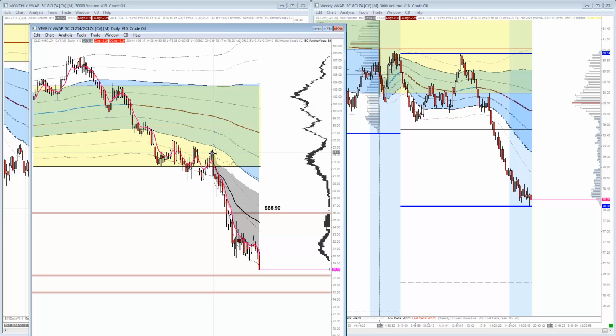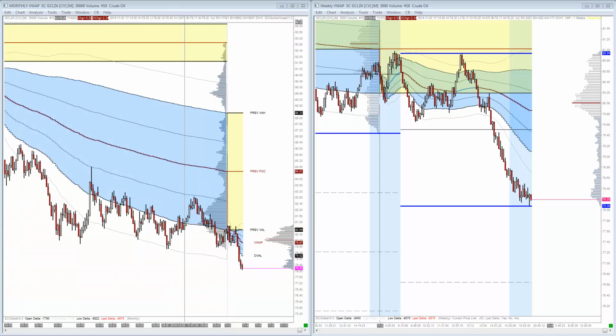From this running VWAP, you can see that since we see this large scale sell off, there's been a seller present in the market selling the developing value area low, and every time we've tried to come back into value, we've seen aggressive selling coming into the market. And on Friday we see the market capped.